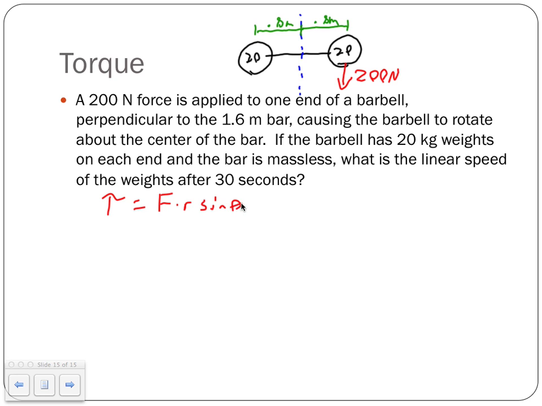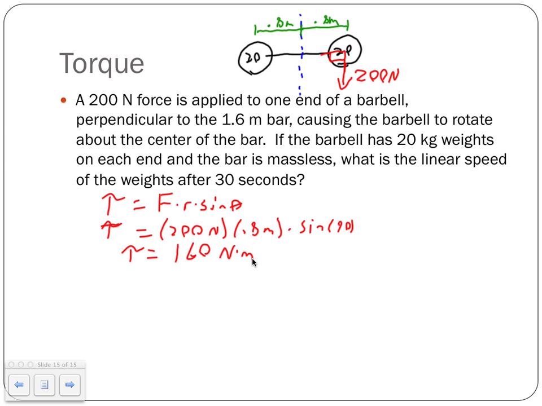First, in terms of setting up our torque, tau is equal to F R sine of theta, so tau is equal to the force, which is 200 newtons, times the radius, which is 8/10 of a meter, times the sine of theta. It's perpendicular. The angle between the axis of rotation and the applied force is 90, and so sine of 90 is 1. Solving that out, 200 times 0.8 times 1 turns out to be 160 newton meters.